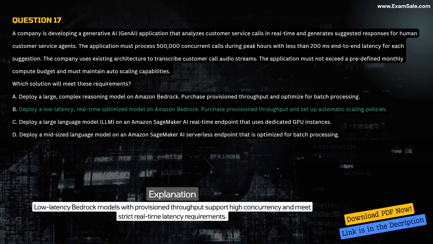Explanation: Low-latency Bedrock models with provision throughput support high concurrency and meet strict real-time latency requirements.